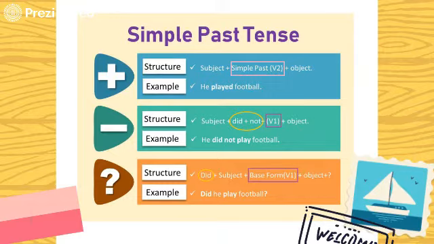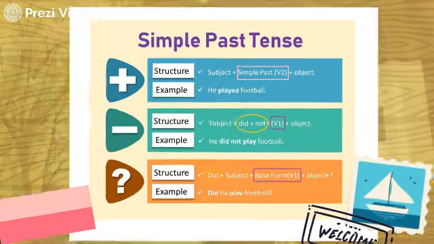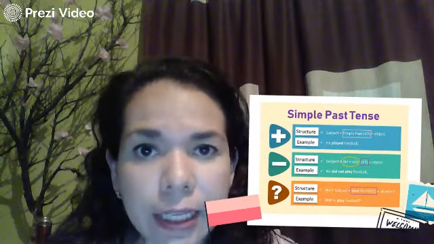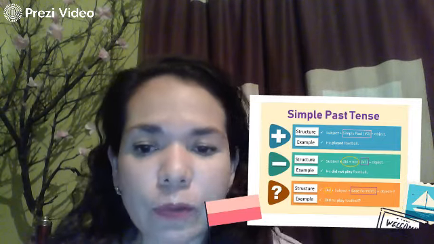Then we have the interrogative. The structure is the helping verb did, then the subject, then the verb in base form again, and the complement. Do not forget that at the end of any interrogative sentence, you must write the question mark. Finally, the example: did he play football? Did is the helping verb, and the verb play returns to the base form. That is the key: did, and the verb in base form.